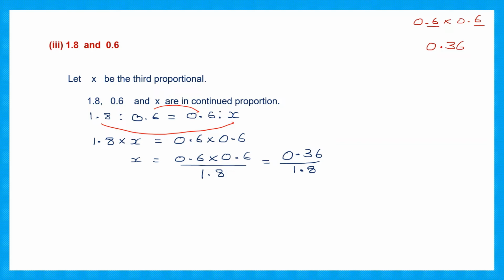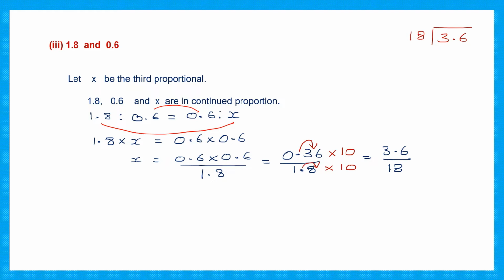Now my denominator, I need to make it a whole number. I can do it by multiplying it by 10. So let me multiply this by 10. That means I multiply this also by 10. When I multiply by 10, the point moves one place to the right. Same way, one place to the right here also. So this becomes 3.6 and this becomes 18. Now I need to divide 3.6 by 18. So let me do that. 3.6 divided by 18.